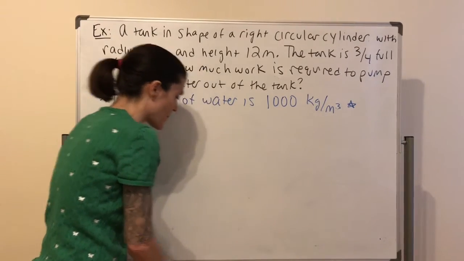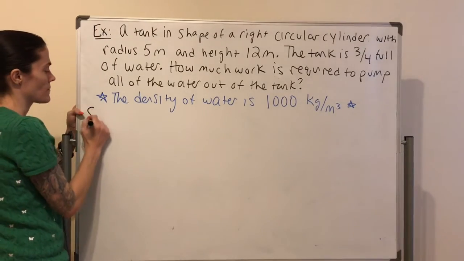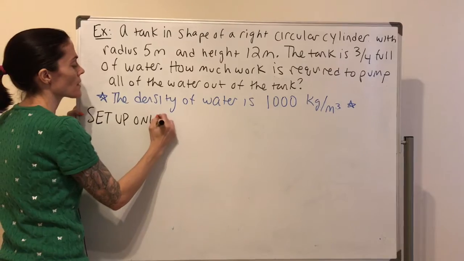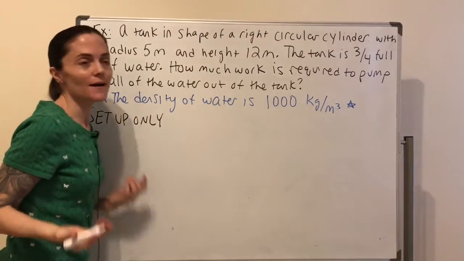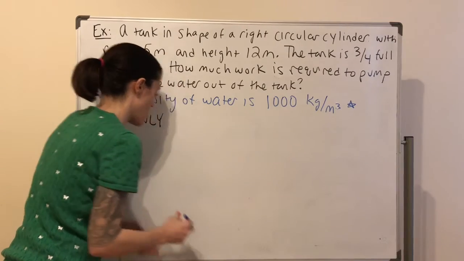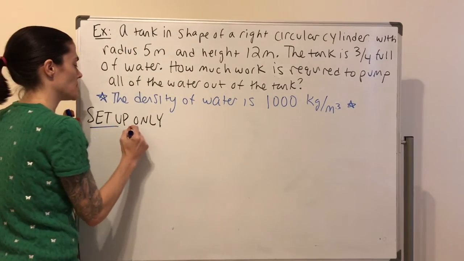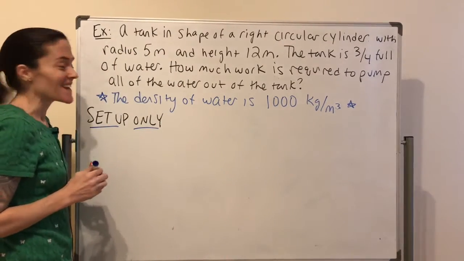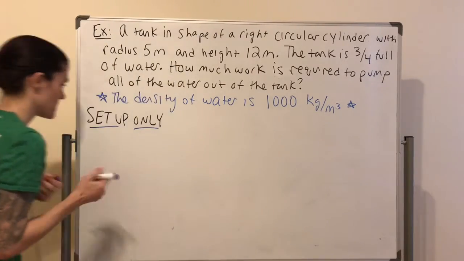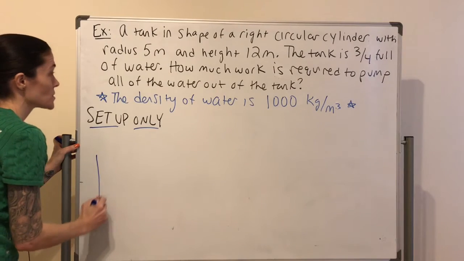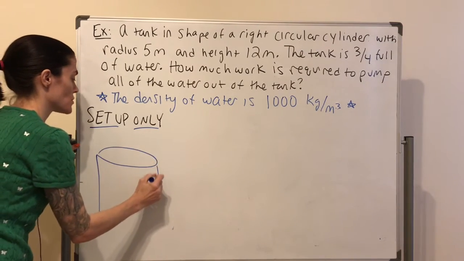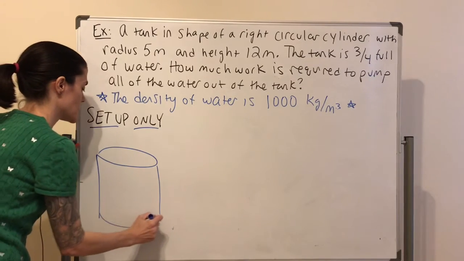We will set up only. This is the hard part of this section. Hard meaning new, okay, because the integrals that we see are not too bad to calculate, as you will see when we have it all set up. Okay, let's draw a picture. So I have a right cylinder, or circular, tank. It looks something like this.